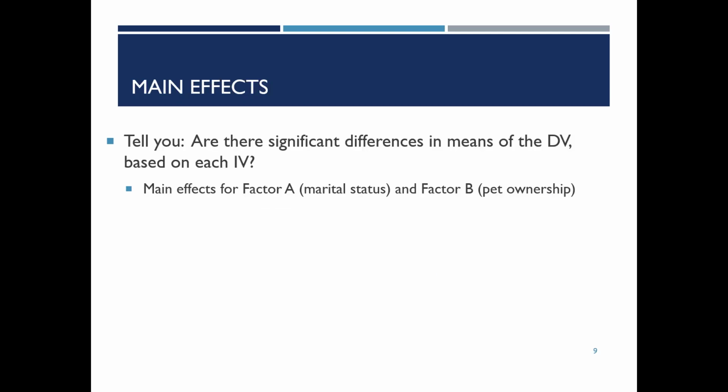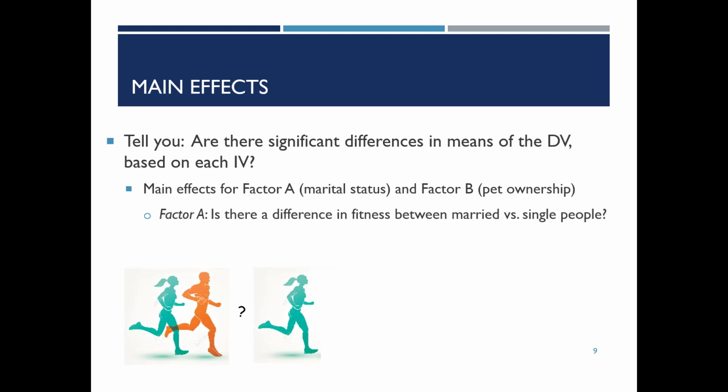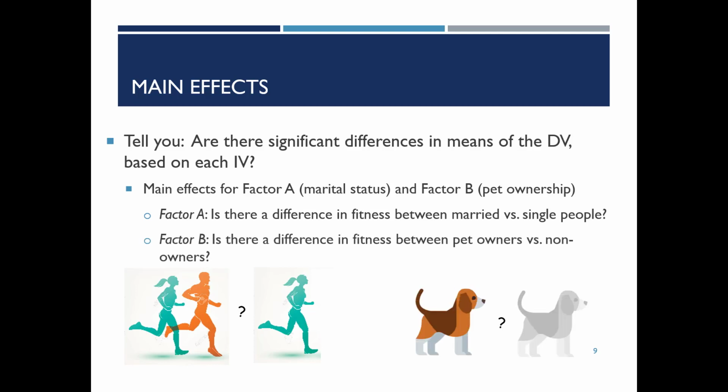First of all, the main effects. What main effects tell you is whether or not you have significant differences in the means of the DV based on each IV. For example, for factor A, marital status, is there a difference in fitness between married and single people on average? Factor B would show whether or not there's a difference in fitness score between pet owners versus non-owners.